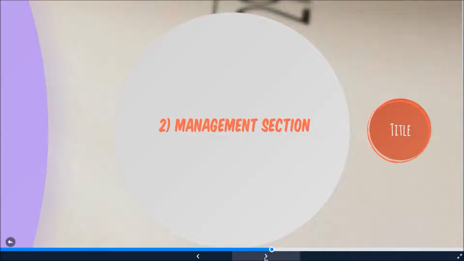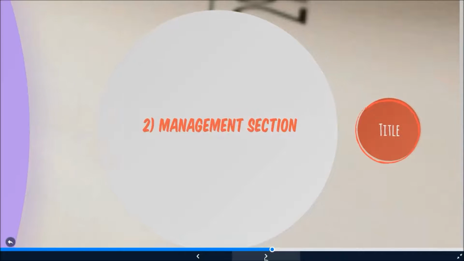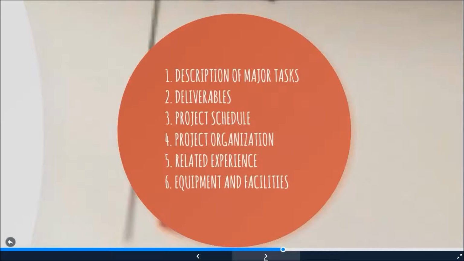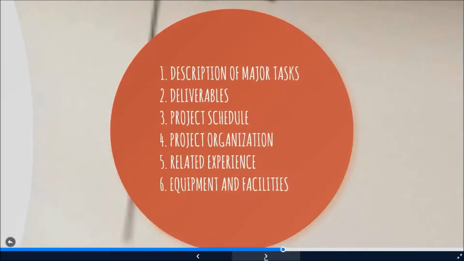The second one is the management section. The objective of the management section in the contractor's proposal is to convince the customer that the contractor can do the proposed work and achieve the intended results. The management section should contain the following elements.